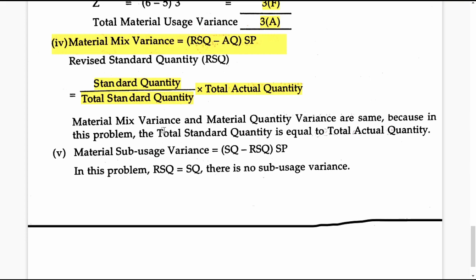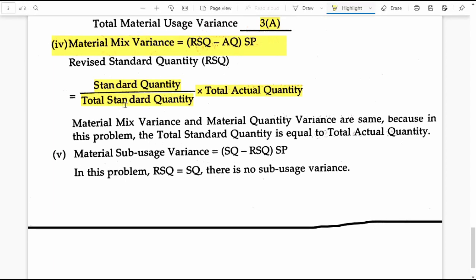Then regarding material sub-usage variance, the formula is standard quantity minus revised standard quantity into standard price. This variance cannot be calculated. It's because the standard quantity and the revised standard quantity of each material will be the same, because the total standard quantity and the total actual quantity of the materials or the inputs are the same. Therefore, there is no sub-usage variance in this problem.